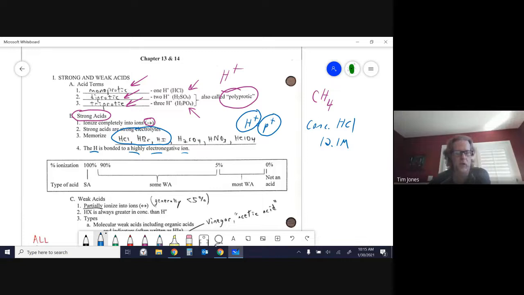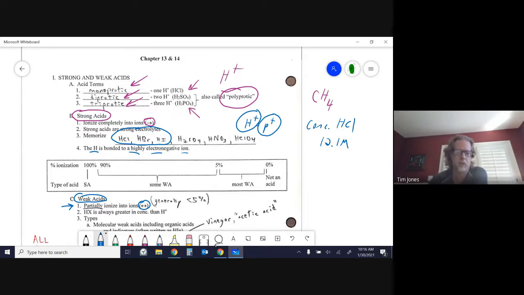Now, I made this chart to kind of organize where most of the acids lie. But before I do the chart, let's talk about weak acids. Weak acids only partially ionize. So we're going to use a double arrow, and this is where we're going to have to do equilibrium calculations to figure out what's going on.